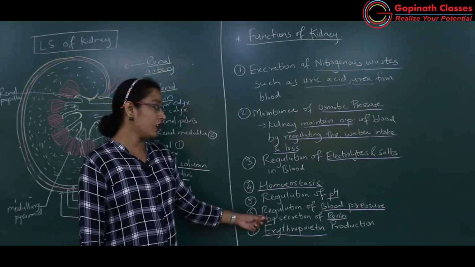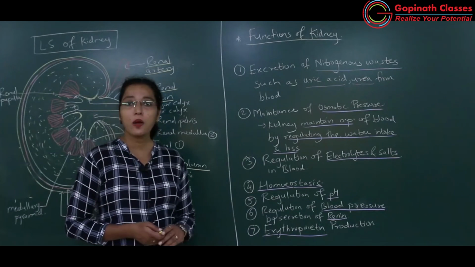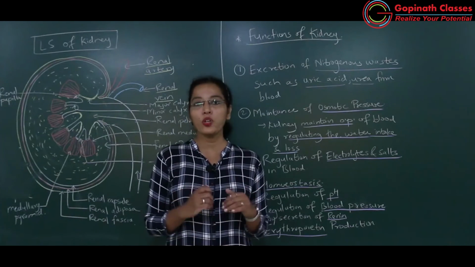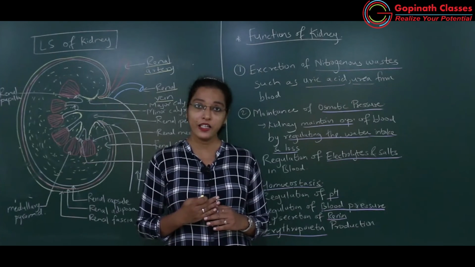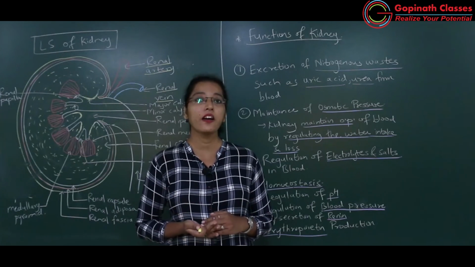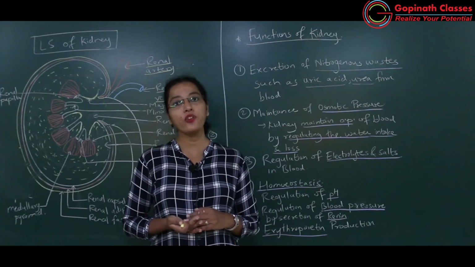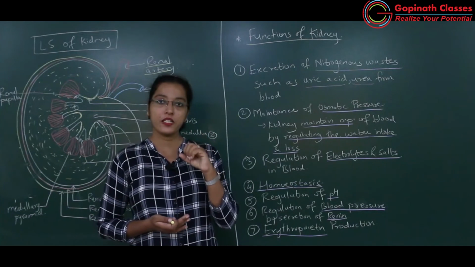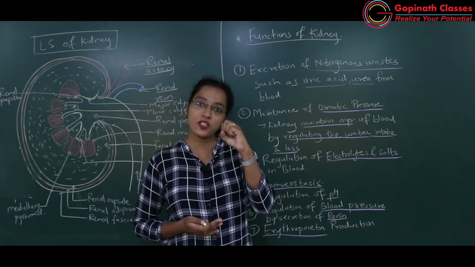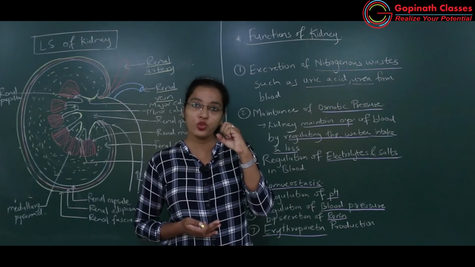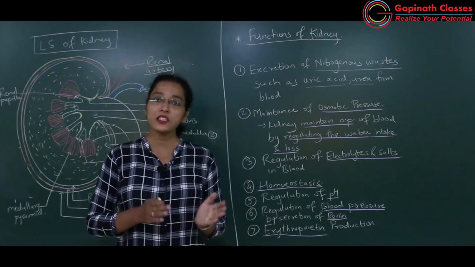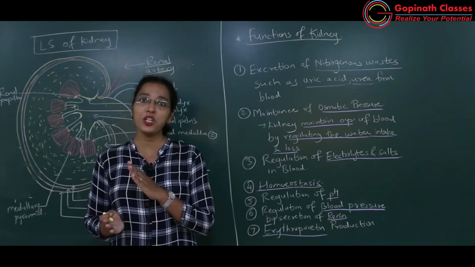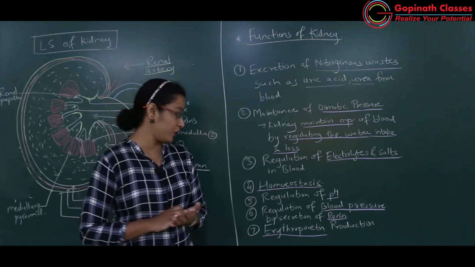Then another one is regulation of the blood pressure. लो बीपी हो गया तो हाई बीपी करने के लिए, ब्लड प्रेशर इंक्रीज करने के लिए kidney will secrete renin हार्मोन, and renin will constrict the blood capillaries. If blood capillaries get constricted, उसका diameter कम हो जाएगा and blood pressure will rise, and thus kidney will be able to regulate the blood pressure.